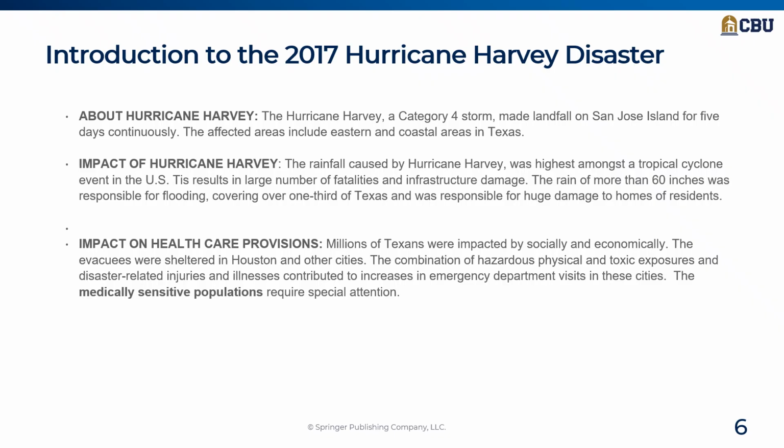From a health systems perspective, nearly 7.5 million Texans were affected. Evacuations, sheltering, toxic exposures, and disaster-related injuries caused emergency department visits to spike. Mental health concerns intensified as traditional social support systems were disrupted, especially for the medically vulnerable. The key lesson here would be that effective disaster response must address both immediate health needs and the pre-existing social vulnerabilities that shape who suffers most.